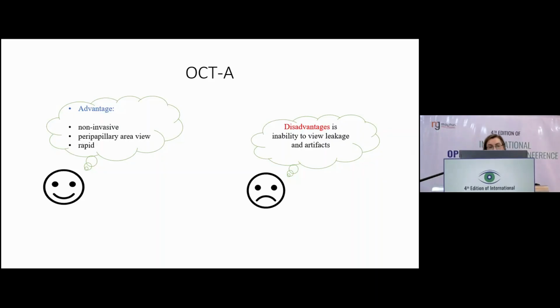Also, OCTA has disadvantages. These disadvantages are the inability to view leakage and more artifacts.